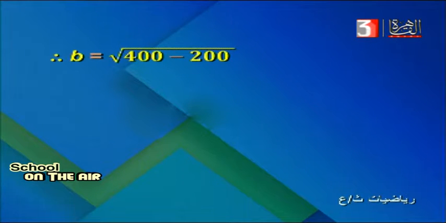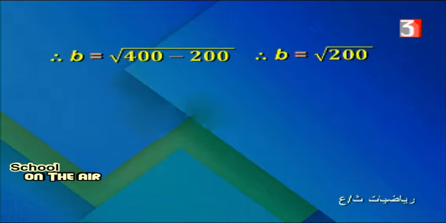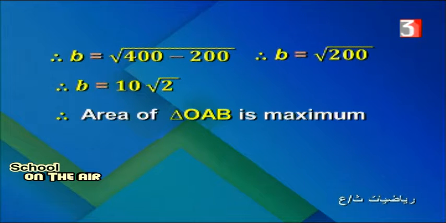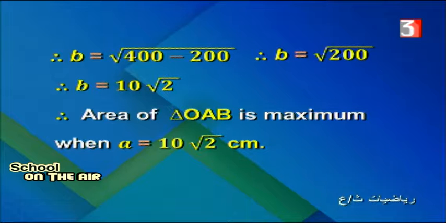When a equals 10 root 2, then b equals square root of 400 minus 200. Then b equals square root of 200, or b equals 10 root 2. Then the area of triangle OAB is maximum when a equals 10 root 2 and b equals 10 root 2 centimeter. Then a equals b. When a equals b, the area of triangle OAB is maximum value.